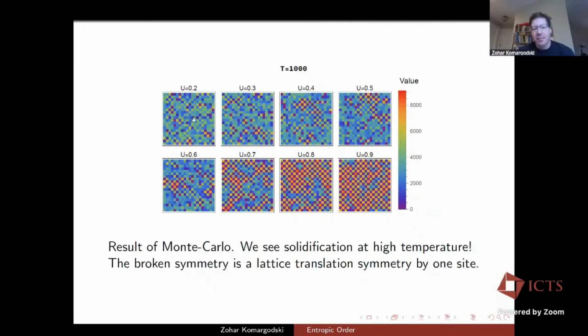So that's an example of what you see in numerical simulations at k equals 1, the original model. Here we vary u, this coupling constant, and I told you that around a half, a solid appears. So you can see it very nicely. We crank up u, and it solidifies at 1000 degrees.